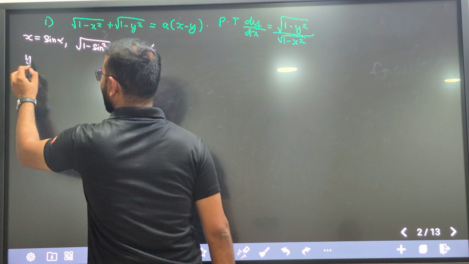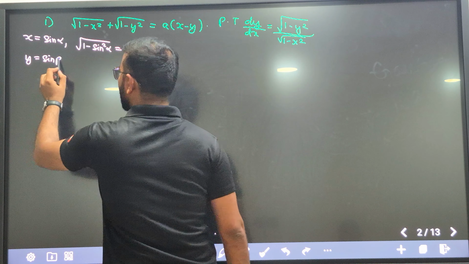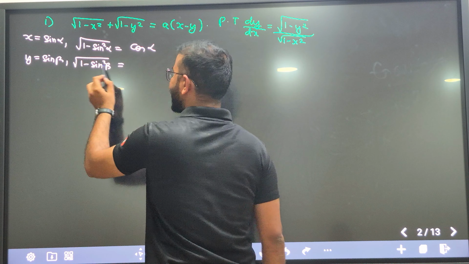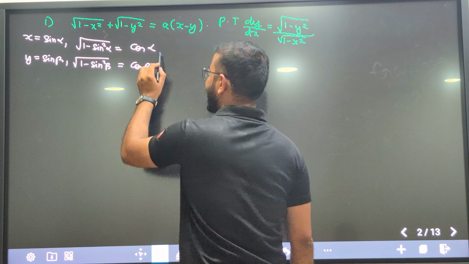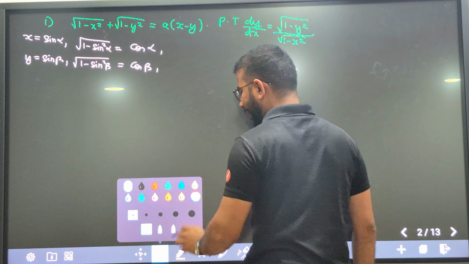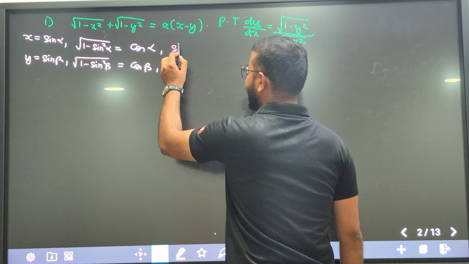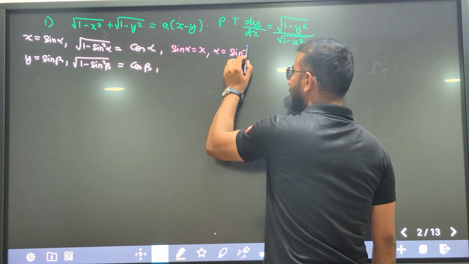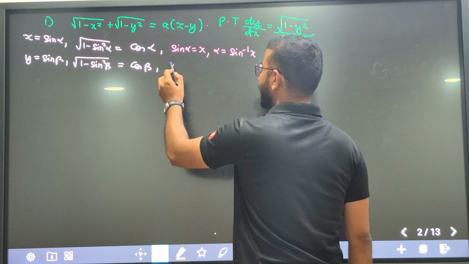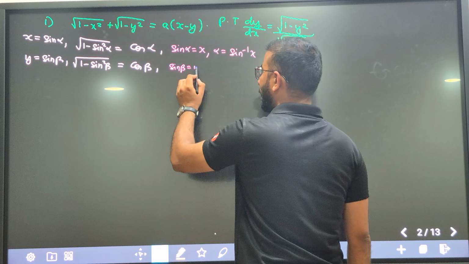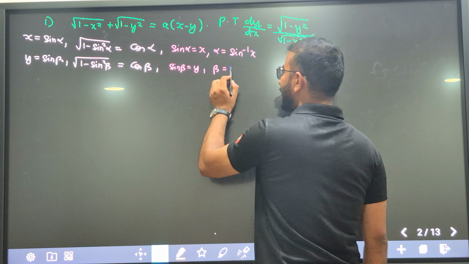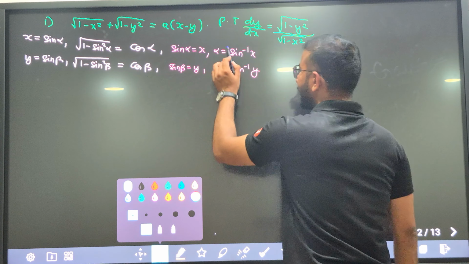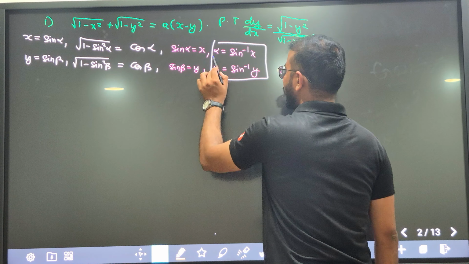Now substitute y as sine beta. What will this become? Root 1 minus sine square beta. What is root 1 minus sine square beta? This will become cos beta. Done? Easy part. Okay. Now you have substituted sine alpha as x. What is the value of alpha? Sine inverse x. Similarly, you have substituted sine beta as y. What is the value of beta? Sine inverse y. Why am I writing this? I'll be using this later on. Okay, this you have to remember.